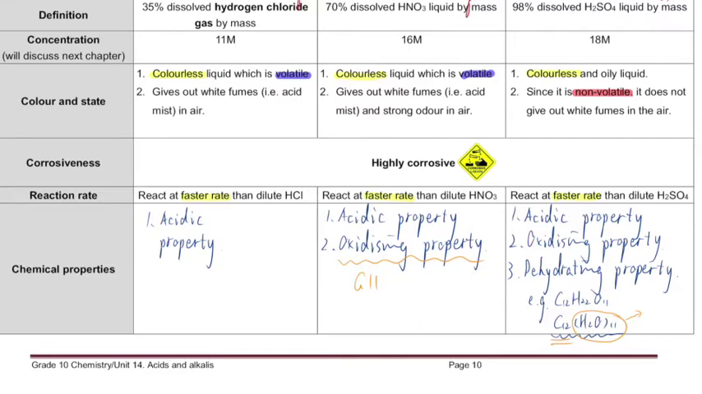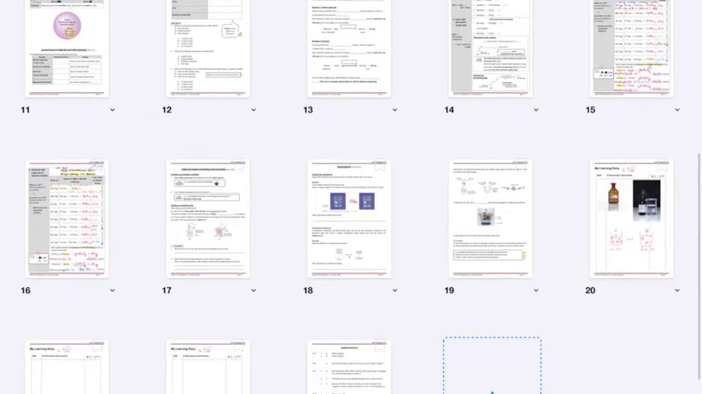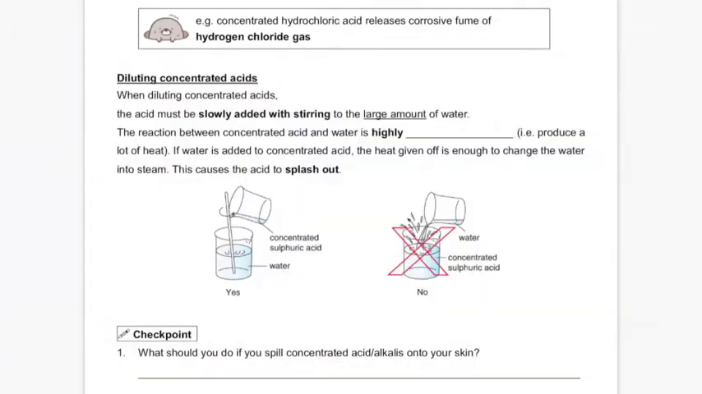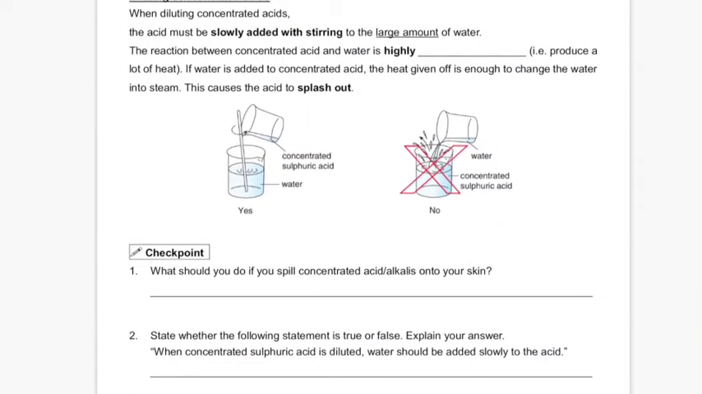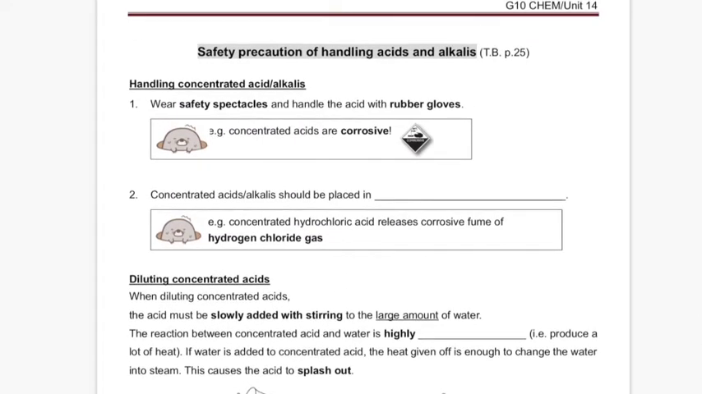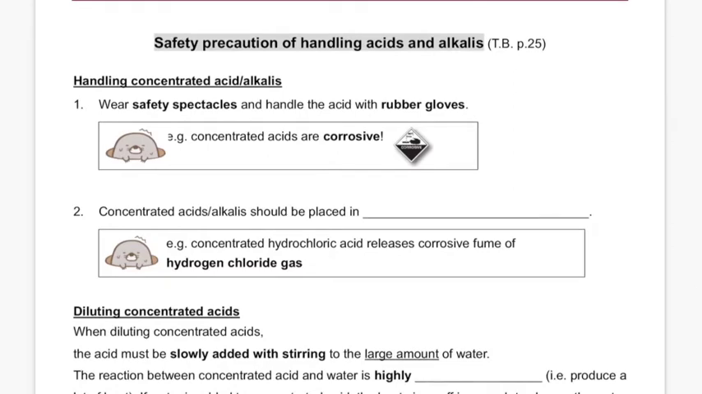So we've mentioned that concentrated acids are all corrosive. So how should we deal with them? Let's move on to almost the last page, page 11 of your notes. Some safety precautions that we need to take when we are handling acids and alkalis. So first of all, we must wear safety goggles and also wear protective gloves. And then secondly, concentrated acid or alkali should be placed in the fume cupboard.